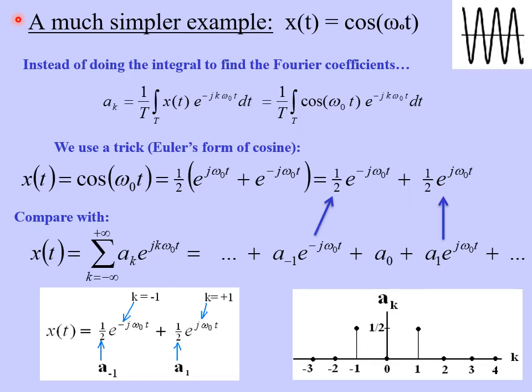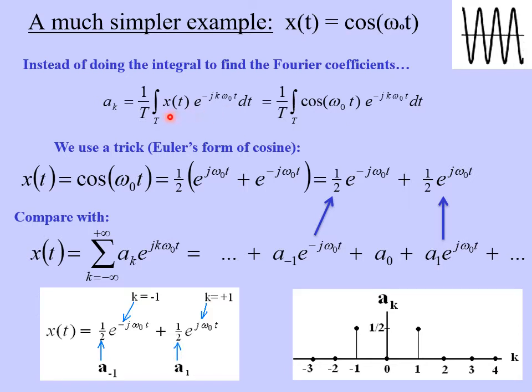All right, let's do another example now. This one is going to be a lot simpler because we're going to use a trick. In this one, our signal that we're going to try to expand is just a cosine function, a cosine of omega naught t. So there are two ways to do this. The hard way would be to do the formal integral here. Remember, our Fourier coefficients, a sub k, are given by this integral here.